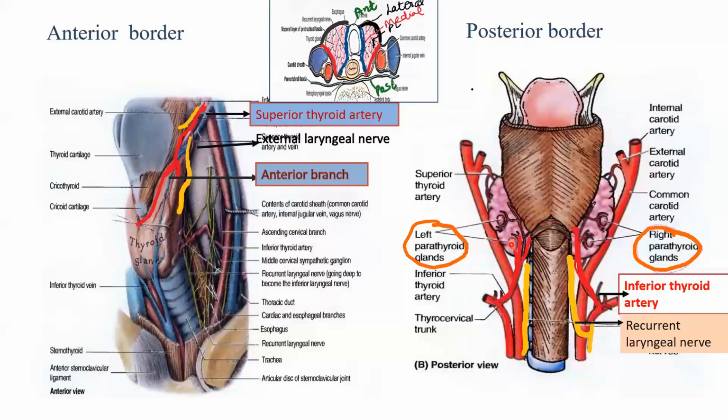So these are the relations on the anterior and posterior border. The anterior border is related to the superior thyroid artery branches, and the posterior border is related to the branches and anastomosis formed by the inferior thyroid artery, the recurrent laryngeal branch of the vagus nerve, and the parathyroid glands.